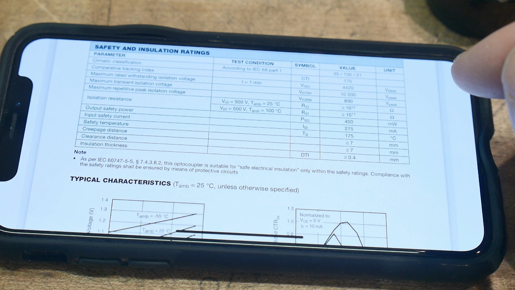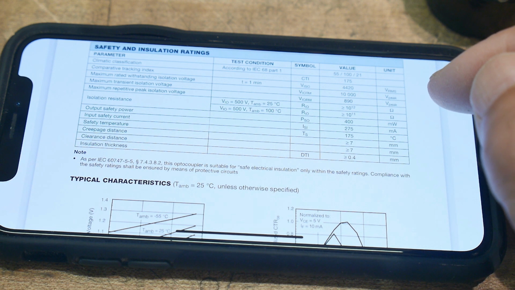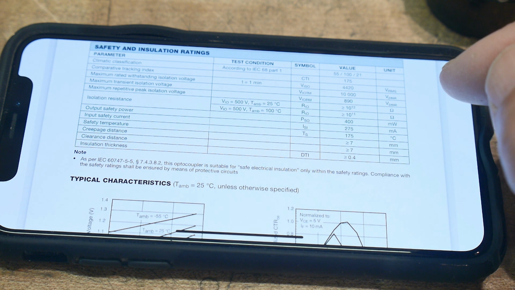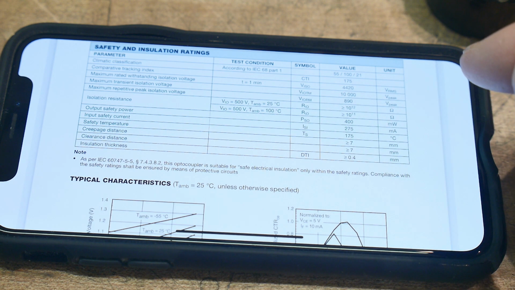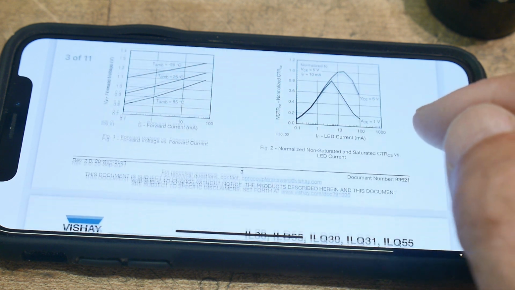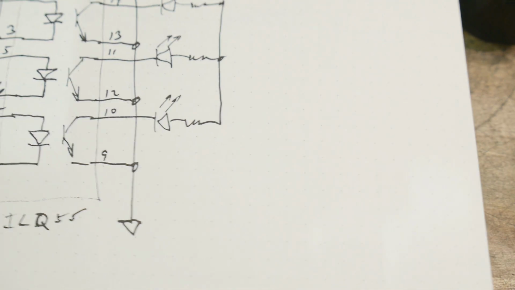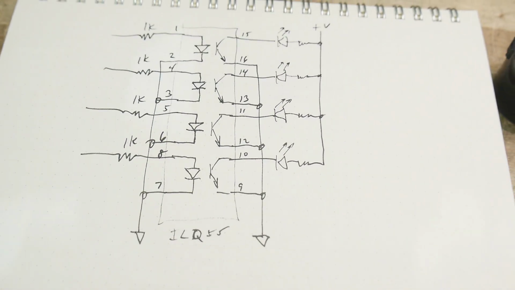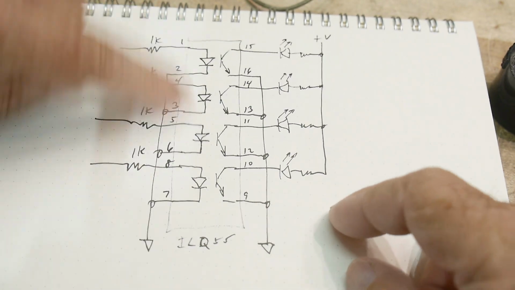Repetitive, about 900 volts. Isolation resistance at room temperature greater than 10 to the 12th ohms. There you go, 10 to the 12th ohms. Pretty cool.